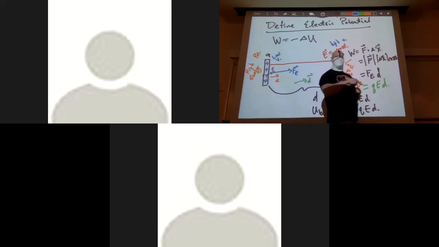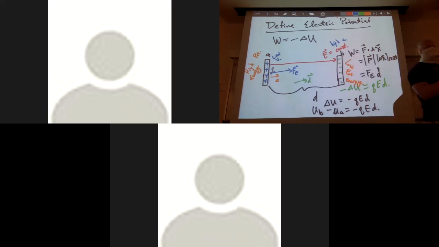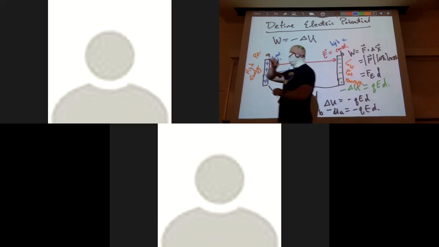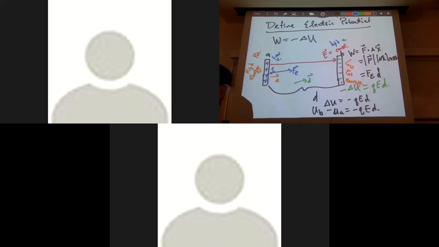So that's actually what happens in a battery. What happens in a battery is instead of a charged particle being brought from the positive terminal to the negative terminal, it's actually brought from the negative to the positive. So it actually goes in the opposite direction.